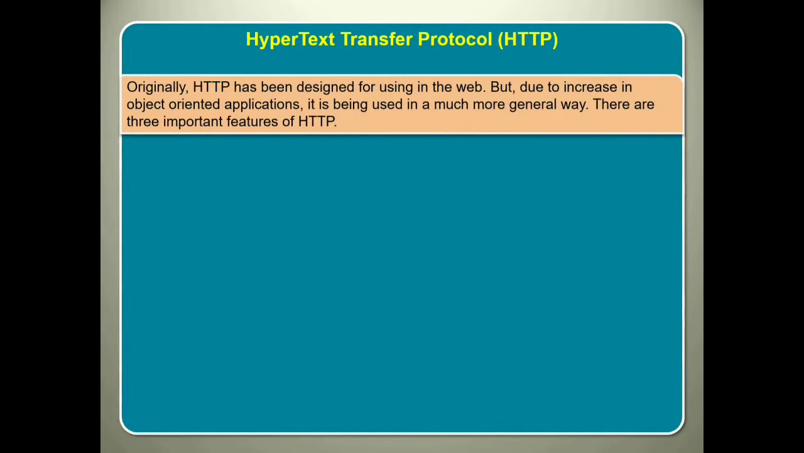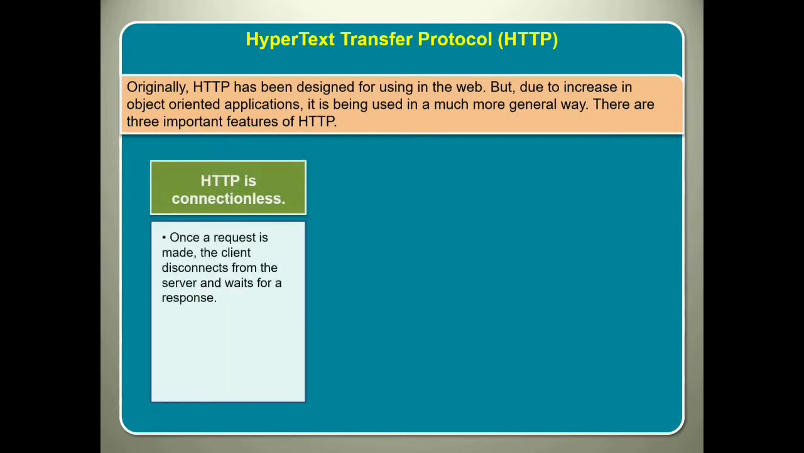Originally, HTTP has been designed for use in the web, but due to the increase in object-oriented applications, it is being used in a much more general way. There are three important features of HTTP. The first is that it is connectionless. Once a request is made, the client disconnects from the server and waits for a response. In order to process the request, the connection between the server and the client has to be established again.